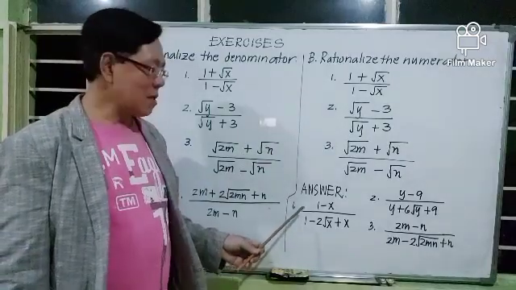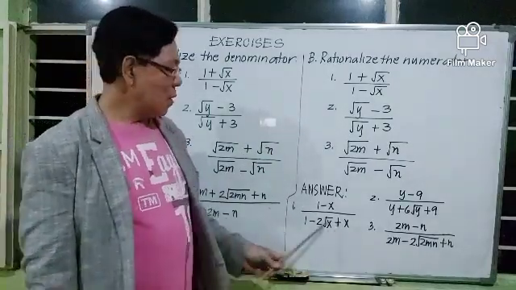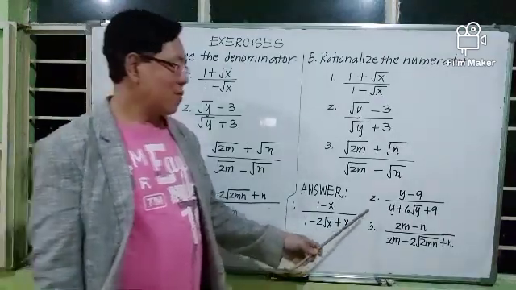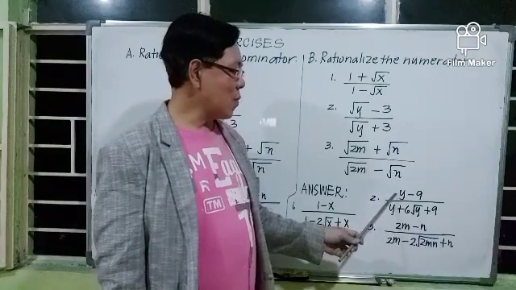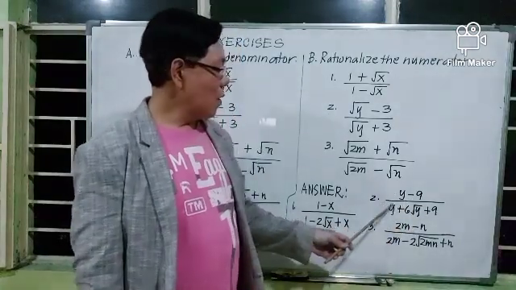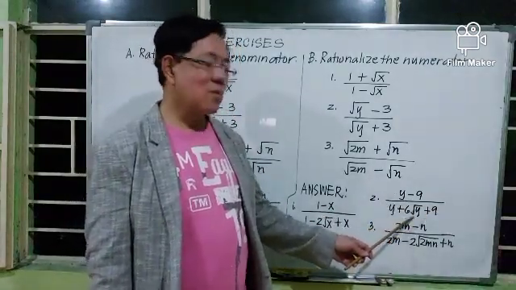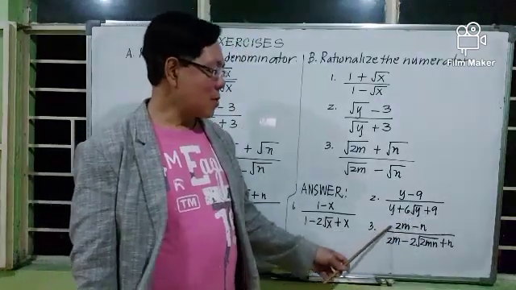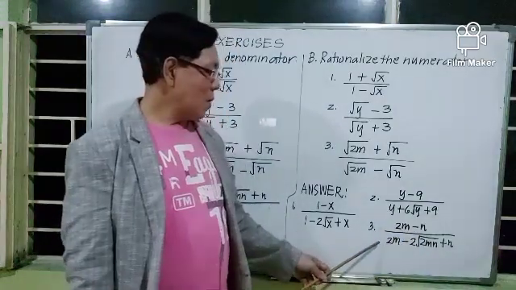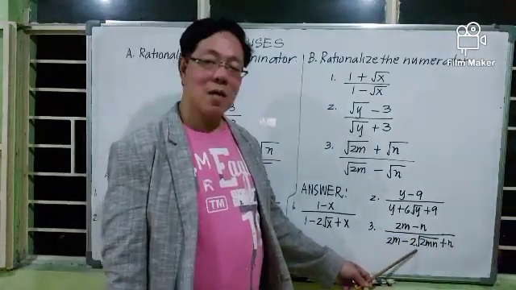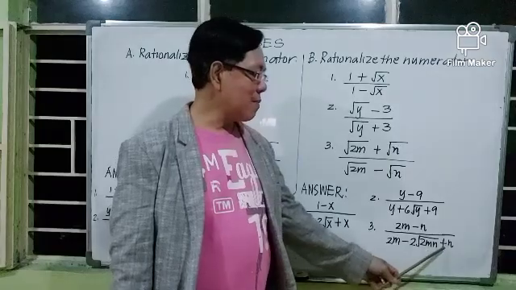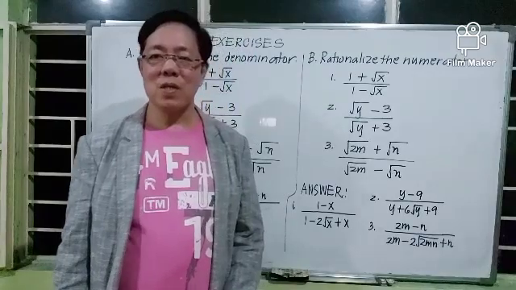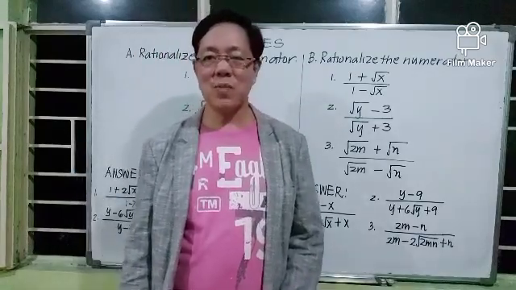For number 1, the answer is 1 minus x over 1 minus 2 square root of x plus x. For number 2, the answer is y minus 9 all over y plus 6 square root of y plus 9. And for number 3, the answer is 2m minus n over 2m minus 2 times square root of 2mn plus n. In the next lesson, we will take more examples for rationalizing an algebraic expression.